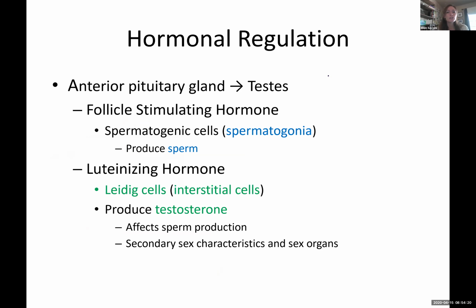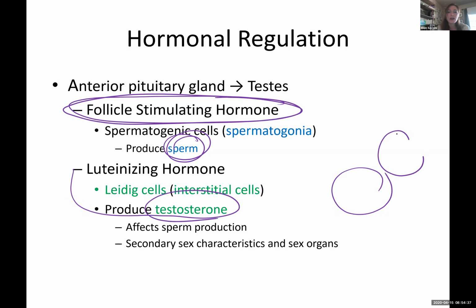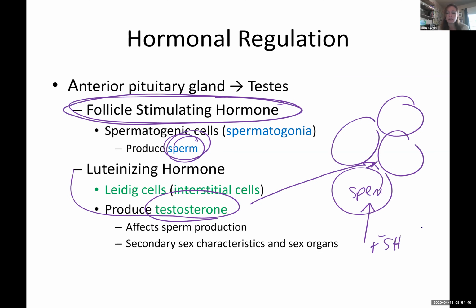So I mentioned this hormonal regulation before. From the pituitary gland, remember we had follicle stimulating hormone, FSH. FSH is going to make sperm. Luteinizing hormone is going to make testosterone. So I want you to be really clear. When we have seminiferous tubules, the Leydig cells out here are stimulated by luteinizing hormone. Inside, that makes sperm, follicle stimulating hormone is going to be targeting that.